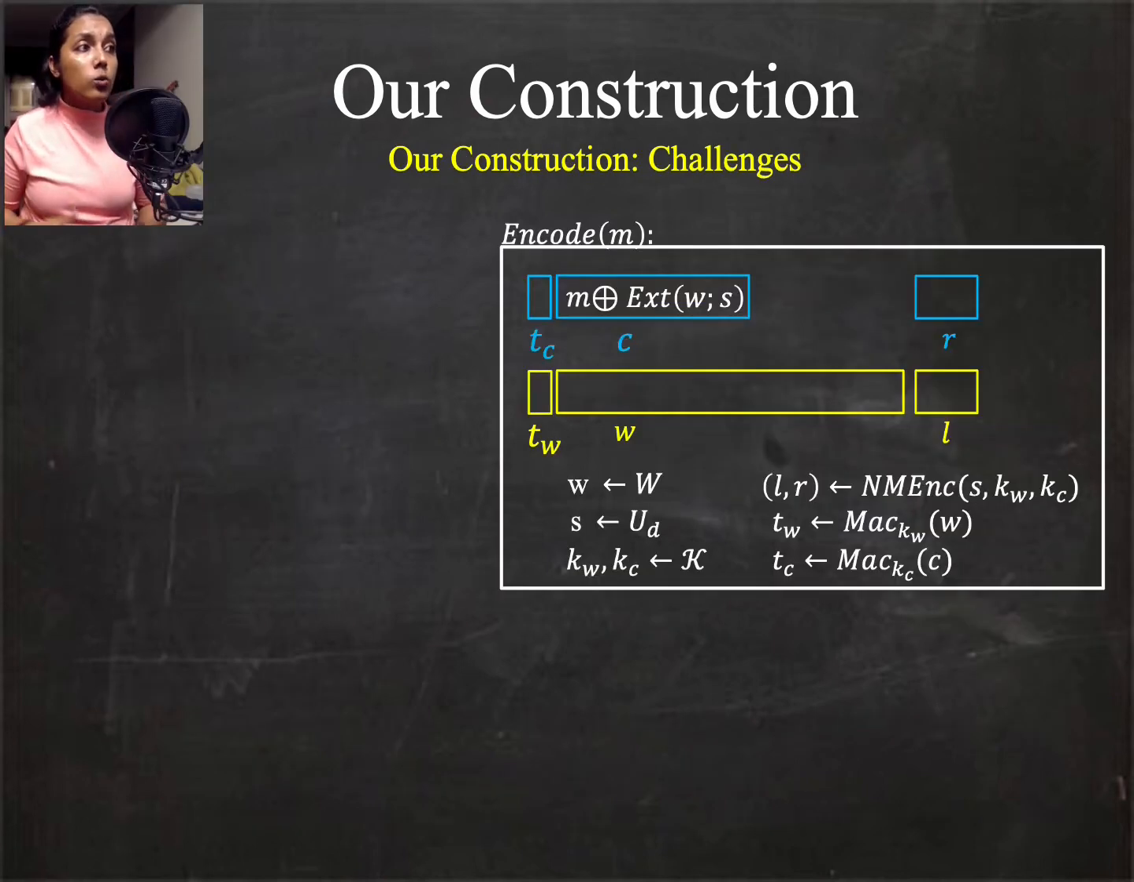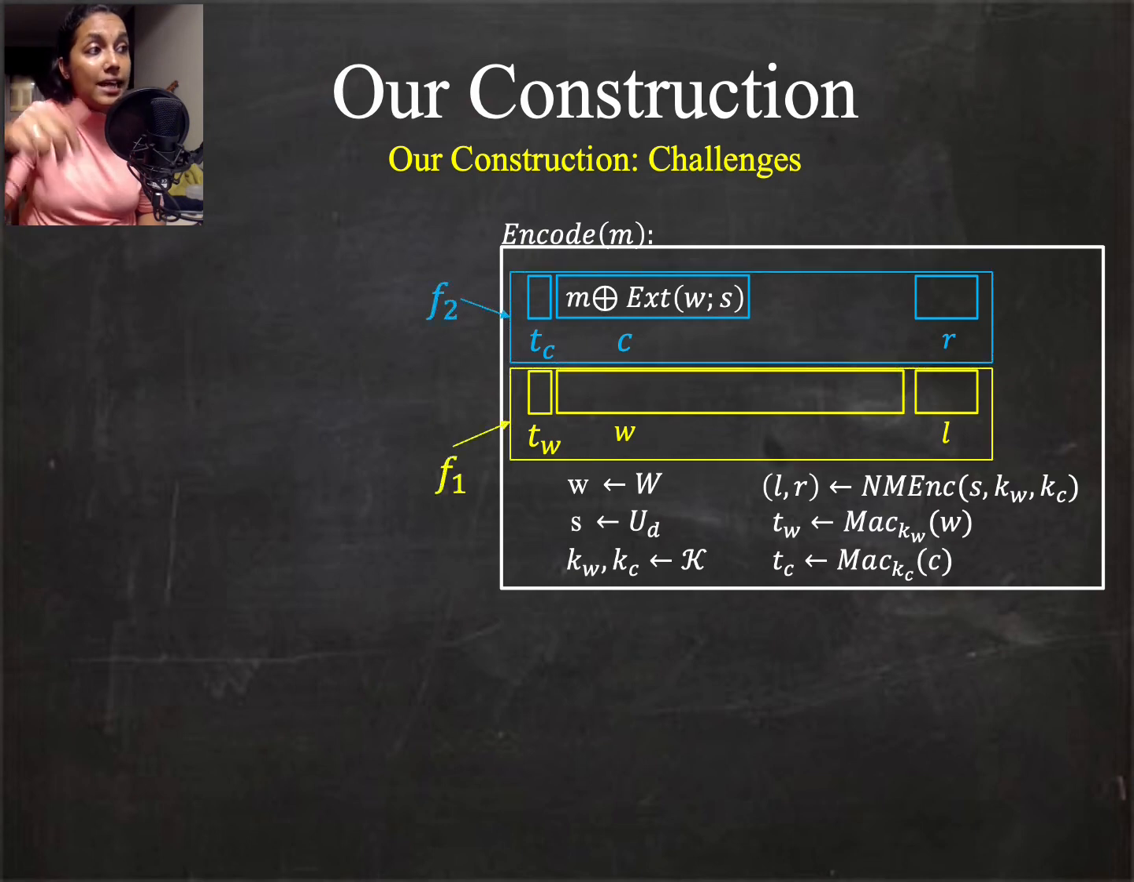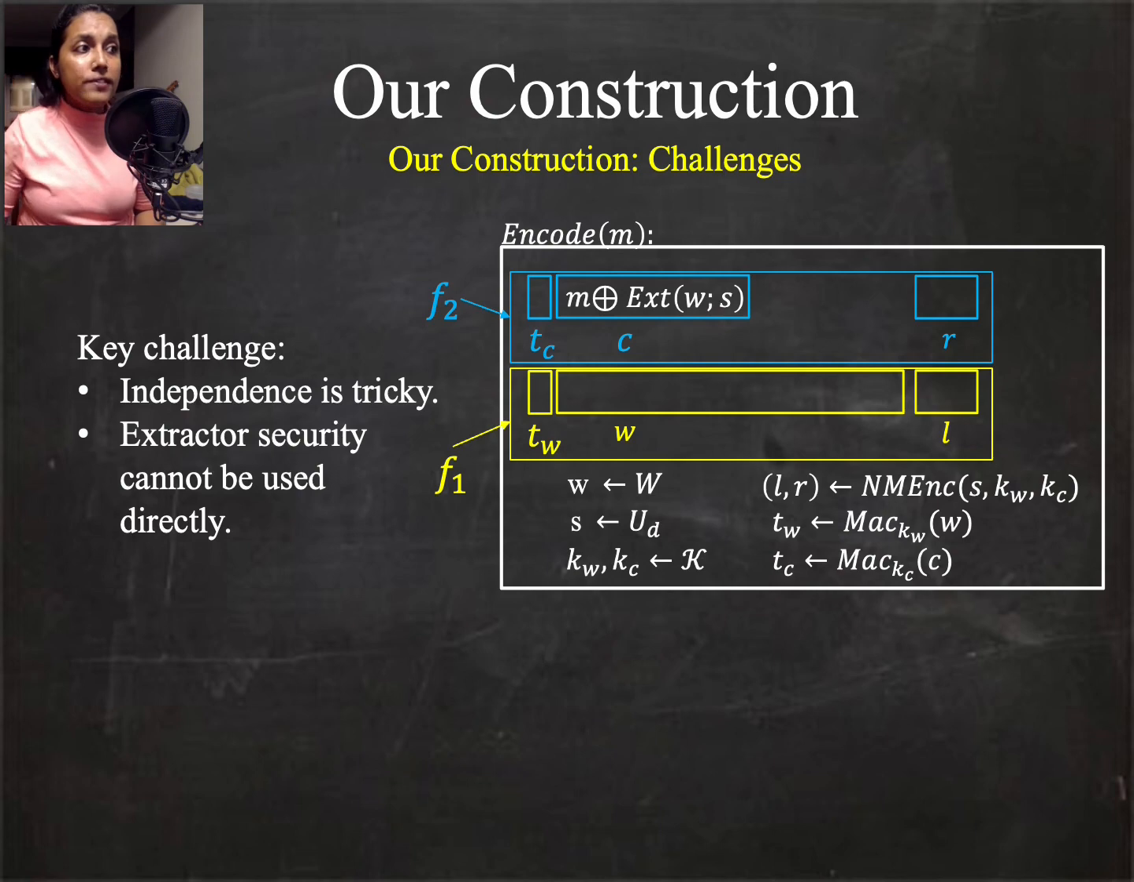But it turns out when we go to the 2-state world from here, things get much more challenging. Our final construction for the 2 split-state scheme is the exact same encode process. But now we allow tampering of R, C and TC together and L, W and TW together. And as soon as we merge these states and allow the tampering of them together, things become way more challenging. Particularly, to list one of the key challenges, we face problems in proving independence, and the reason here is that the extractor security can no longer be used directly.